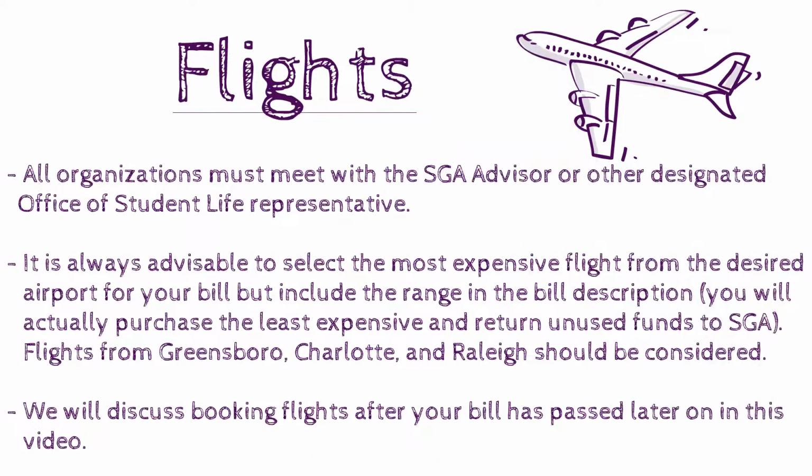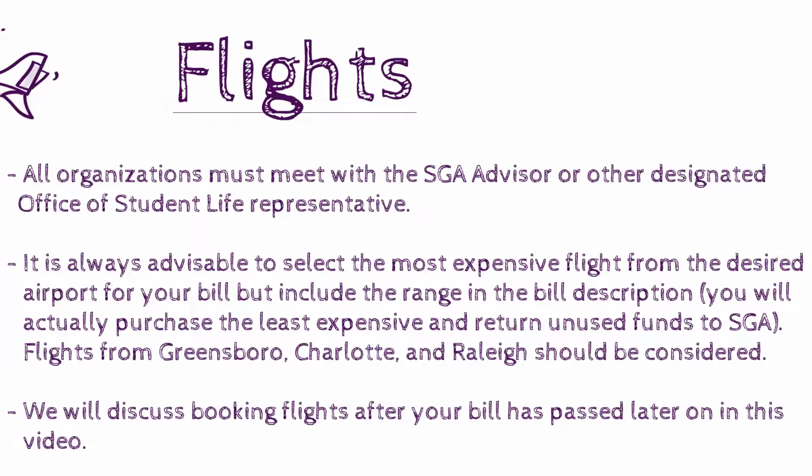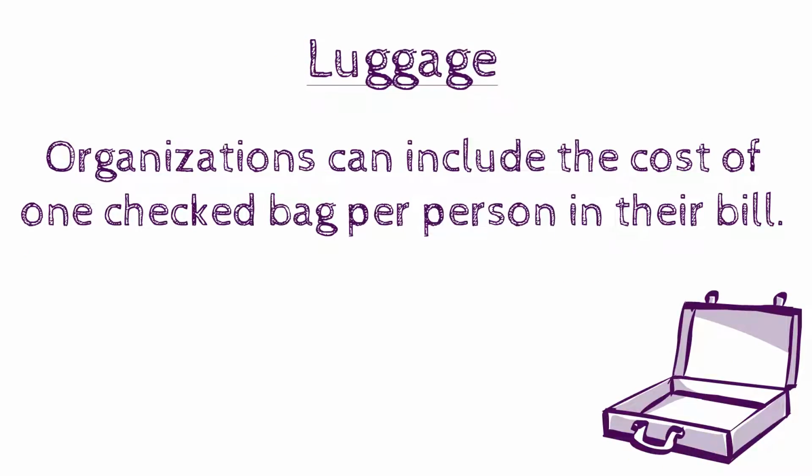When looking to book flights, all organizations must meet with the SGA advisor or other designated Office of Student Life representative. It is always advisable to select the most expensive flight from the desired airport to include in your bill. Please also include the range of flight costs in the bill description, as you will actually purchase the least expensive flight and return unused funds to SGA. Flights from Greensboro, Charlotte, and Raleigh should be considered. We will discuss booking flights after your bill has passed later on in this video. Organizations can also include the cost of one check bag per person in their bill.